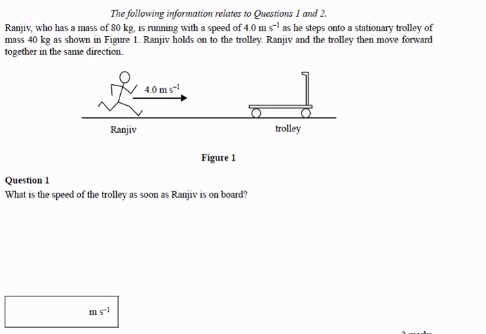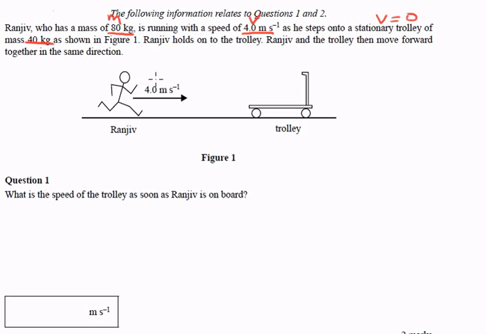This is the first question in the 2009 exam, the first exam, the motion exam. And we've got here Ranjev running at 4 meters a second, and he has a mass of 80 kgs. And there's his speed. He steps onto a stationary trolley, so its initial speed is 0, and that has a mass of 40 kgs. He holds onto the trolley and then they move forward together in the same direction. What's the speed of the trolley as soon as Ranjev's on board?